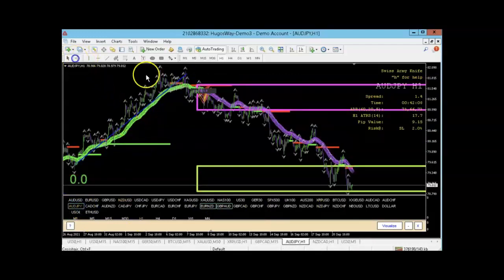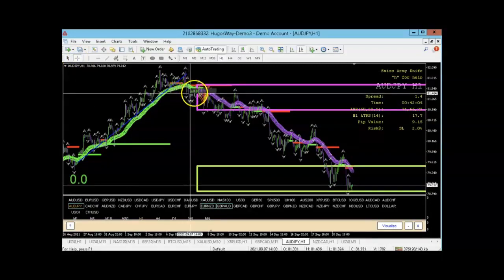Australian JPY. If I could talk, it's amazing how much I talk and can't even get it straight.